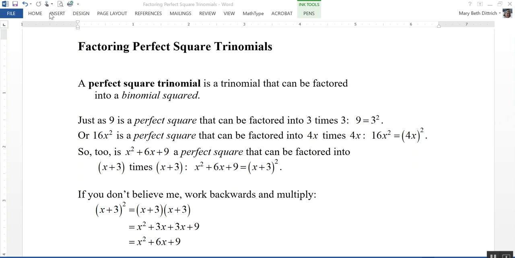So if you don't believe me, let's work backwards and multiply. So the quantity x plus 3 squared is equal to x plus 3 times x plus 3. Distributing, I get x squared, x times 3, which is 3x, 3 times x, which is 3x, and then 3 times 3, which is 9. And combining like terms, I get x squared plus 6x plus 9, which is my perfect square trinomial.